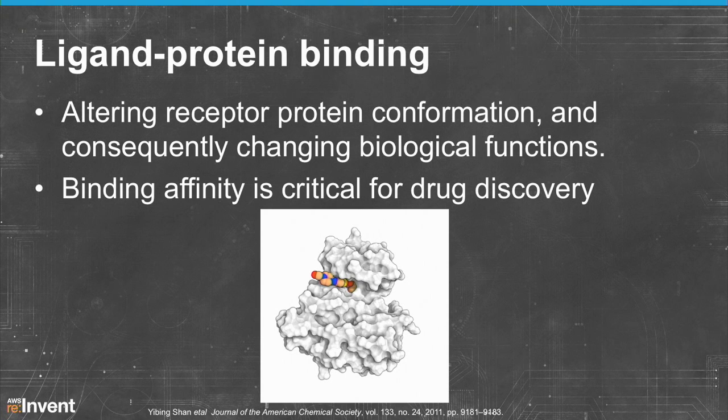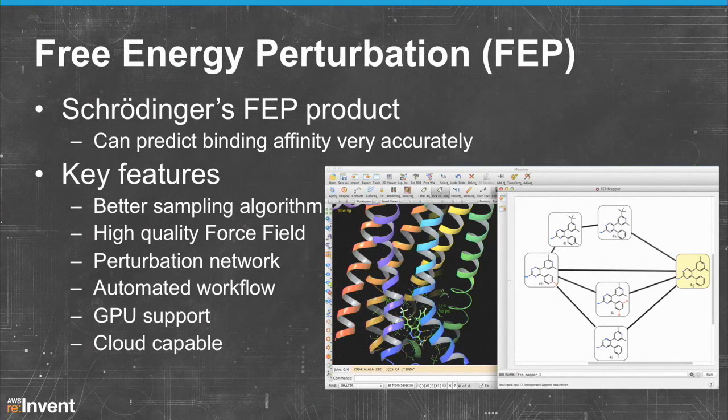The tendency or the strength of the binding is called binding affinity. It's very critical in drug discovery. And how to predict this binding affinity very accurately is considered the holy grail of computer-aided drug design. Free energy perturbation, or FEP, is one of the most rigorous ways to compute the binding affinity.